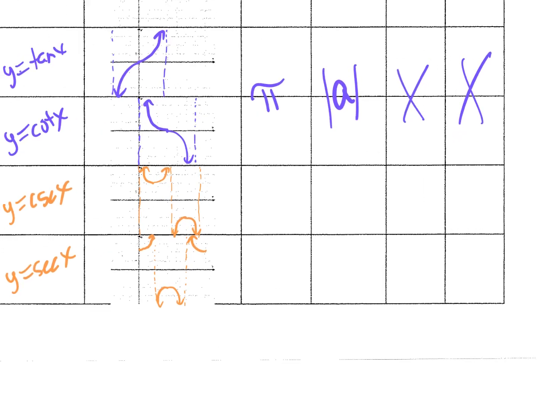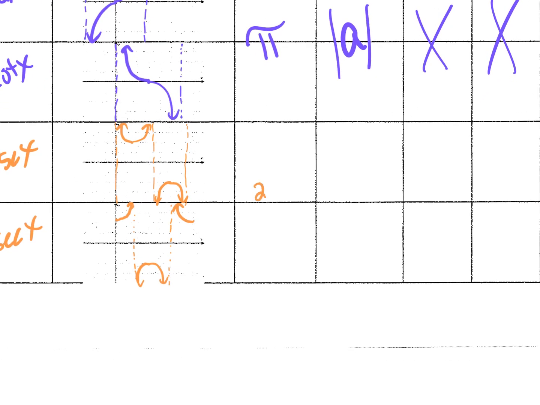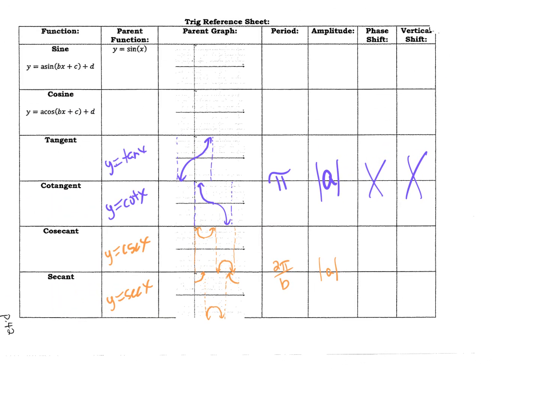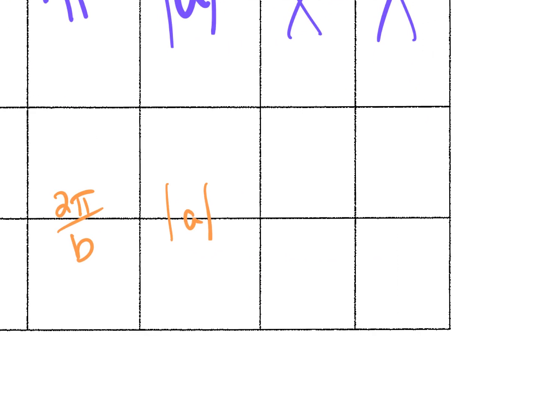Okay, so the period, remember, to find the period, I'm going to write this for both, is 2 pi over b. The amplitude is the absolute value of a. Our phase shift is going to be similar to what you just saw over there. I'm going to write it again. x plus or minus c, and then this is a plus or minus d. And that can be in the front or in the back.